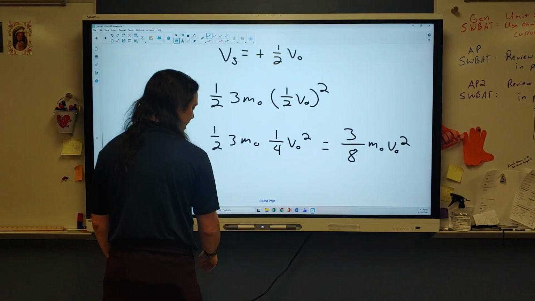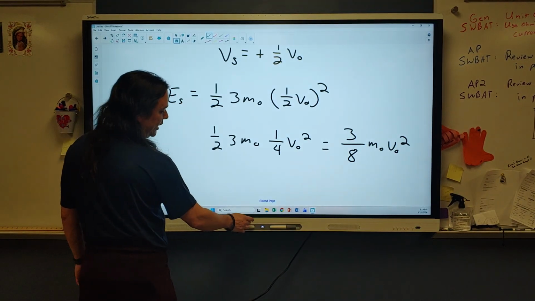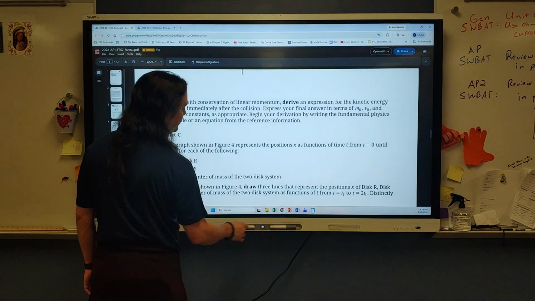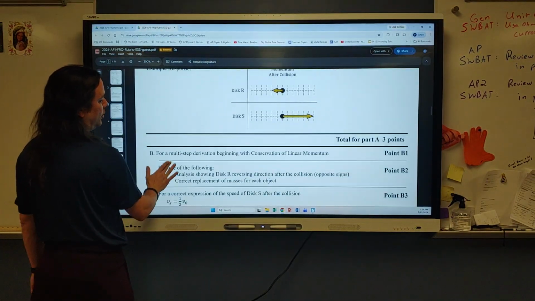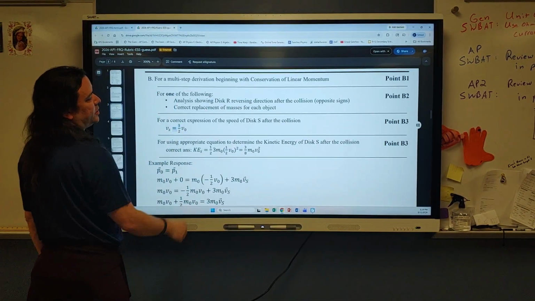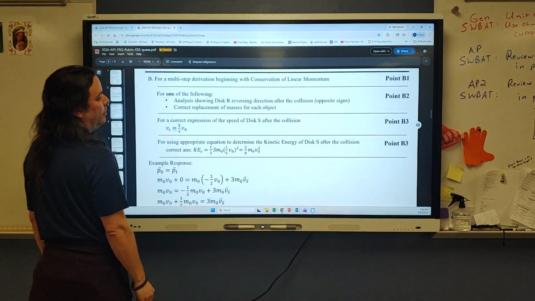That should be our correct answer. So our kinetic energy is this. We have derived an expression for that. Okay, looking at our grading rubric. So on this, 1 point for a multi-step derivation beginning with conservation of linear momentum.